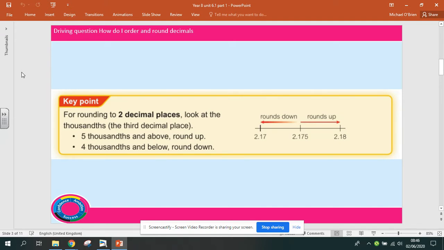So if we look at that diagram, that number line, we can see that exactly between 2.17 and 2.18 is 2.175. If it's less than 2.175, it will be closer to 2.17. If it's 2.175 or more, it will be closer to 2.18. So we round up. Remember, when we're rounding, we're either going to ignore or add 1, nothing else, to the final number.